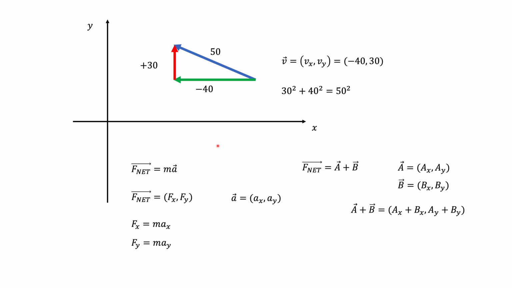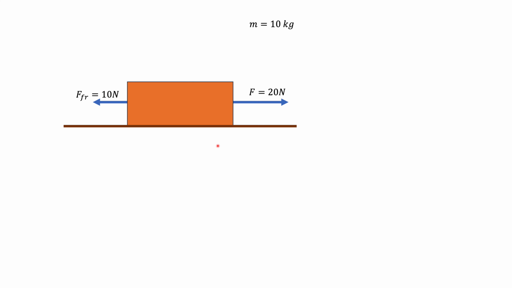Let's apply this knowledge to a physics problem. So here we have a brick that sits on the surface, and the brick is being dragged with a force of 20 newtons to the right. There is a friction between the brick and the surface, and that friction force resists the motion of the brick. The friction force applies a force of 10 newtons to the left. The brick's mass is 10 kilograms, and we are asked to find the acceleration of this brick.